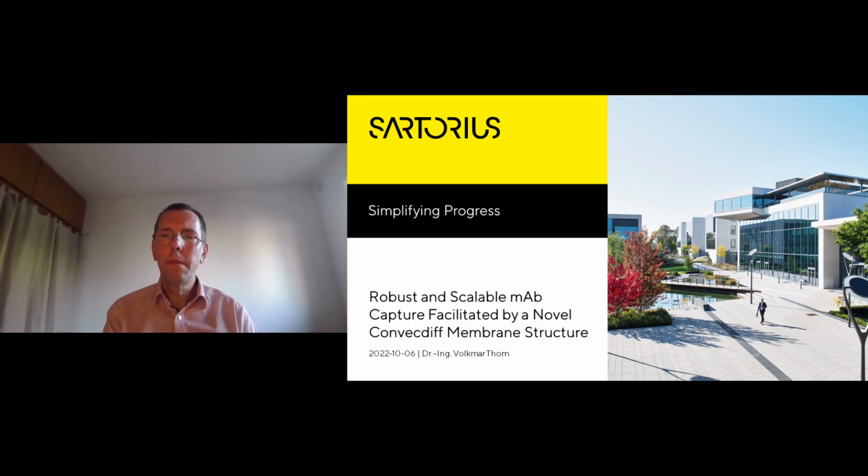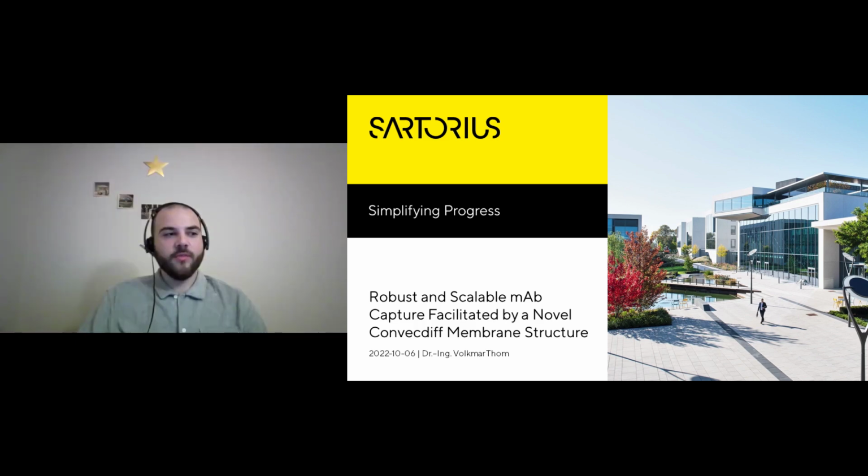And how many cycles can be performed without losing performance when material is clarified by centrifugation or sterile filtration instead of depth filtration?